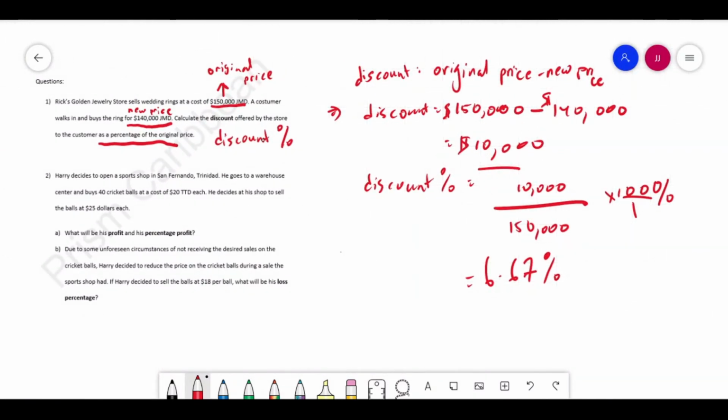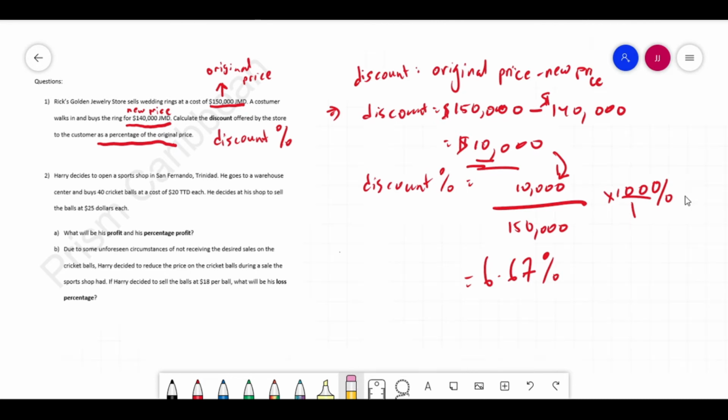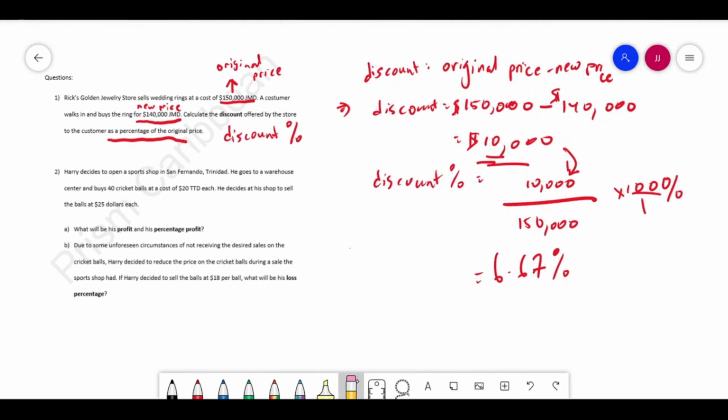So we first find the discount by taking the original price and subtracting the new price from it, and we get $10,000, right? Then we take that amount and plug it into the formula, the discount over the original price times 100%. And then we found 6.67.